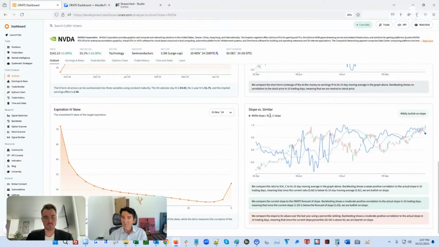Slope, we don't usually see a strong correlation. It's basically how much the puts are priced over the calls, and then we do that in comparison again to the best ETF. So Nvidia is fairly high versus its historical average.